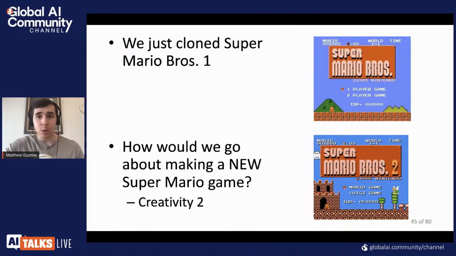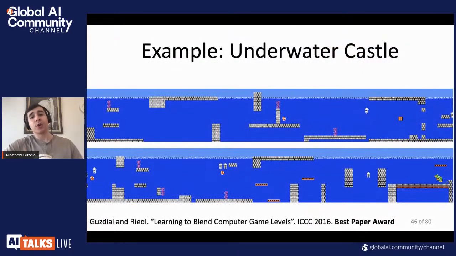So in Super Mario Brothers 2, they had all the same mechanics of the original game, but they have new kinds of levels that couldn't have existed in the original game. So that seems like a good place to start. For example, we might say we want something like an underwater castle. Now, this is a kind of level that does not exist in the original Super Mario Brothers. You have this underwater level, but with all of these sort of castle blocks. You have bars going up and down, and you have a Bowser here at the end. Bowser's the enemy in Mario. Notably, this is from a paper, Learning to Blend Computer Game Levels from ICCC 2016 that won a Best Paper Award.